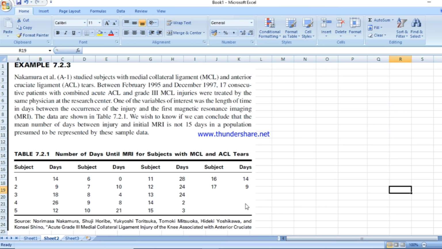In this, the researcher wishes to know if he can conclude that the number of days between injury and initial MRI is not 15 days in a population presumed to be represented by the sample data. Here the population standard deviation is not given and the sample size is less than 30. So we'll make use of the t-test in order to find whether H naught, mu is equal to 15, holds or not.